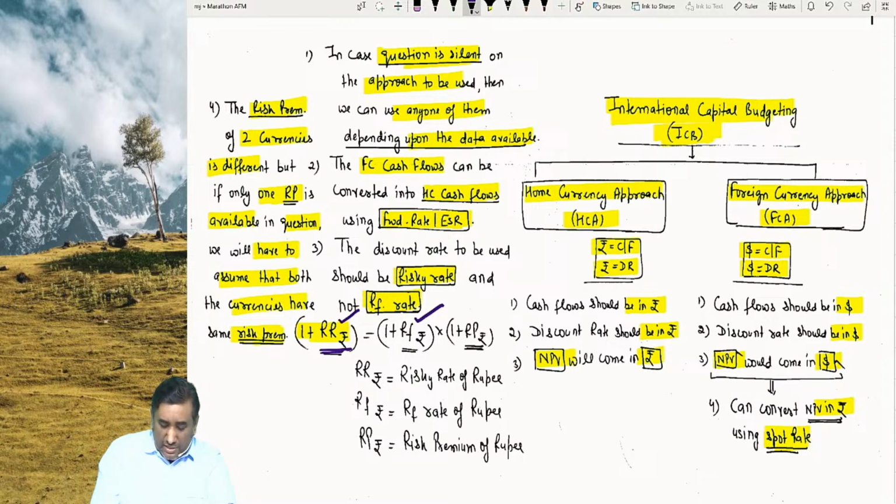He'll give you risky rate of rupee, he'll give you risk free of rupee, you calculate risk premium of rupee. Then question data would be created in such a way that he'll say, assume risk premium of rupee same as risk premium of dollar, and once you know risk premium of dollar, and he'll give you risk free of dollar, using those two rates, you calculate risky rate of dollar, and risky rate is nothing but the discount rate used, and then you have a cash flow in dollar, discount rate in dollar.